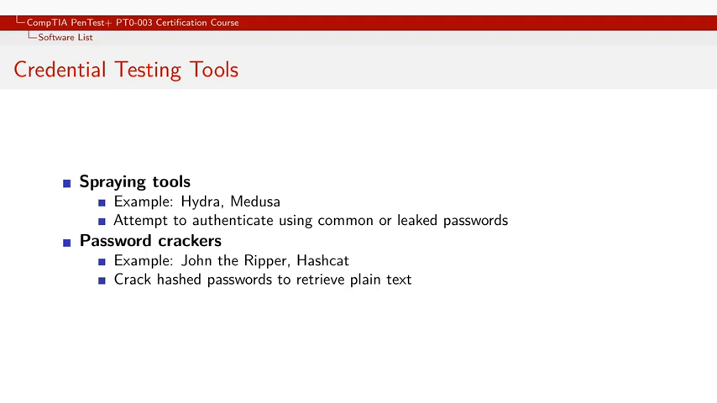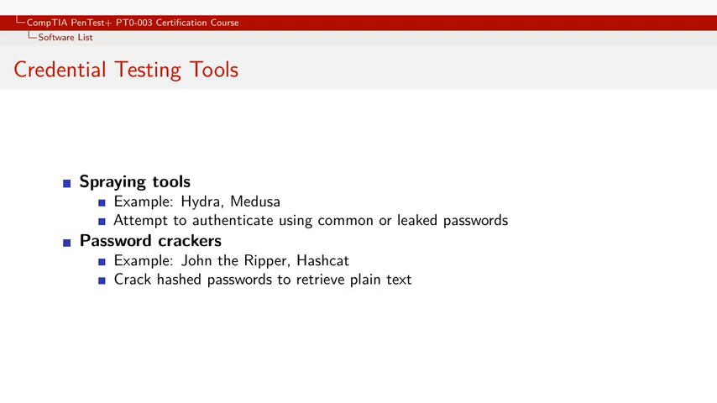In this slide, we are focusing on credential testing tools, which are essential for penetration testing. Credential testing tools help us evaluate the security of authentication mechanisms. First, we have spraying tools like Hydra and Medusa. These tools attempt to authenticate by using common or leaked passwords, making it possible to identify weak credentials that are susceptible to attacks. Next, we have password crackers such as John the Ripper and Hashcat. These tools are used to crack hashed passwords and retrieve their plain text equivalents, enabling us to assess how strong and resilient the existing password policies are within a system.